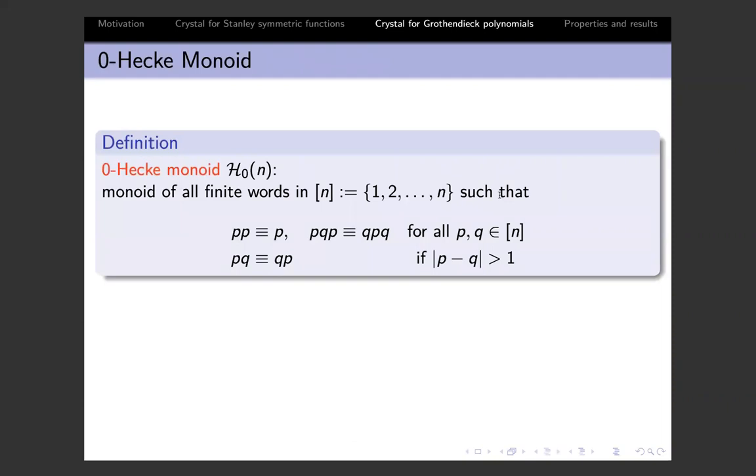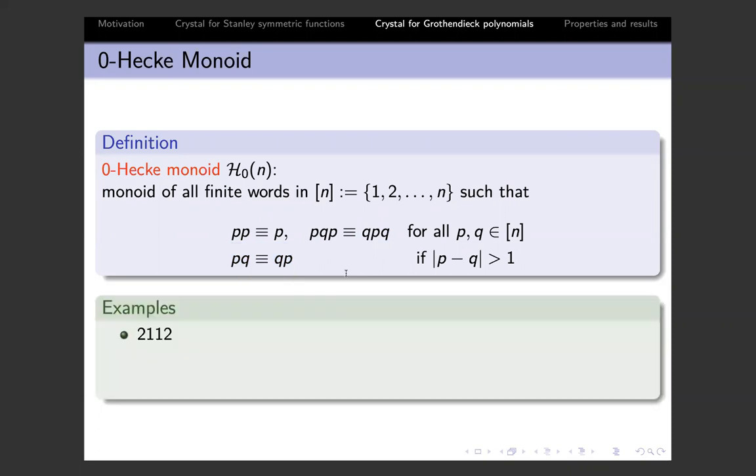So to tell you what the underlying combinatorial objects are, I first need to define the zero Hecke monoid. Okay, so this will now take the place of these decreasing factorizations in the symmetric group that I described before for the Stanley symmetric functions. So here the relations are that P times P is not anymore the identity, but this is equivalent to P. And then we also have the analog of the braid relation. So PQP is equivalent to QPQ. And then when P and Q are far apart, they commute again.